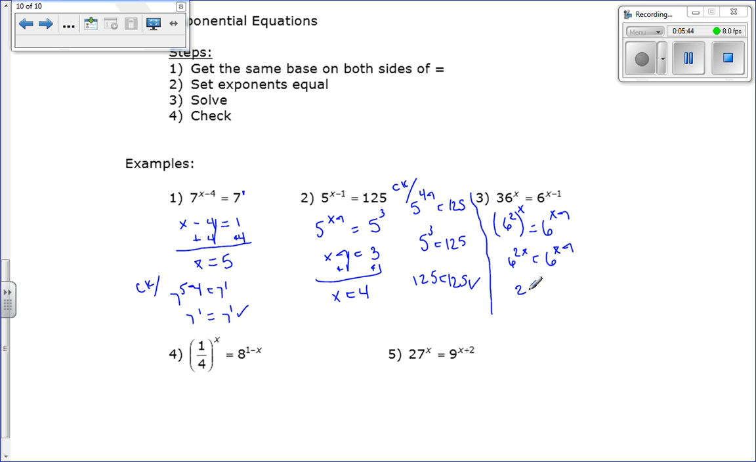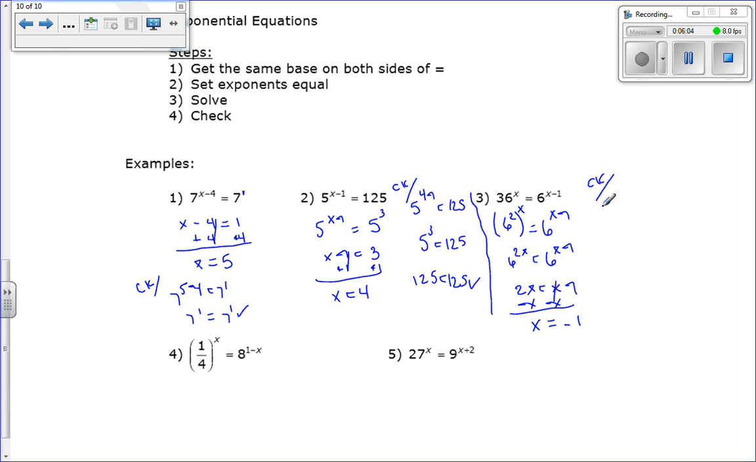Set the exponents equal to each other. 2x equals x minus 1, and subtract x on both sides. So I have x equals negative 1.